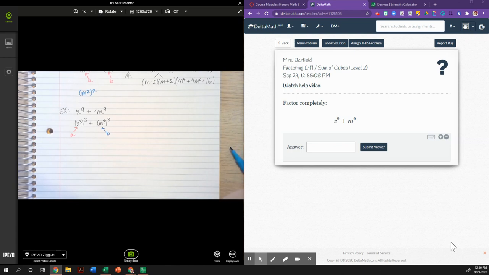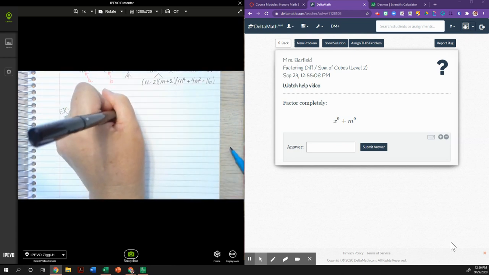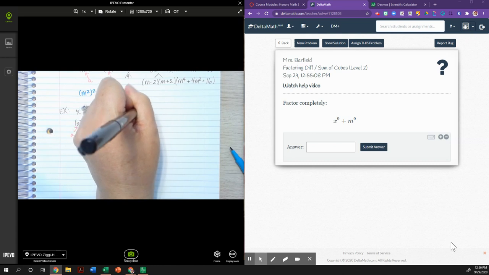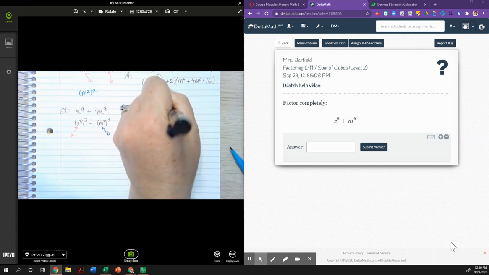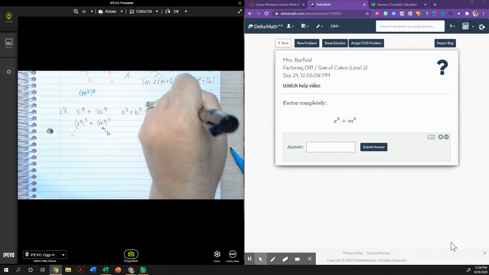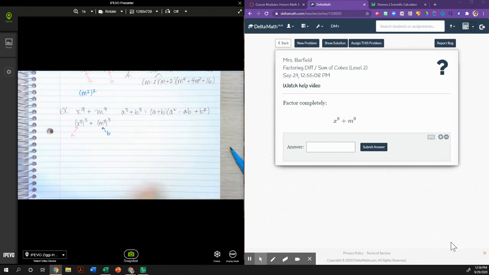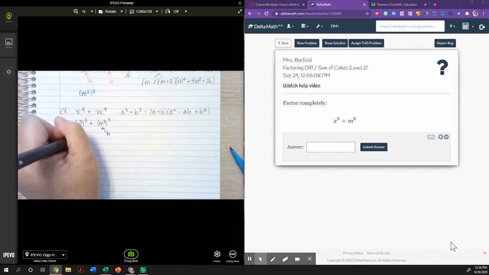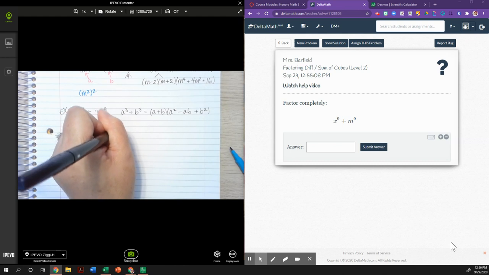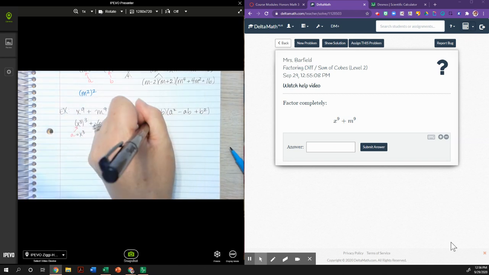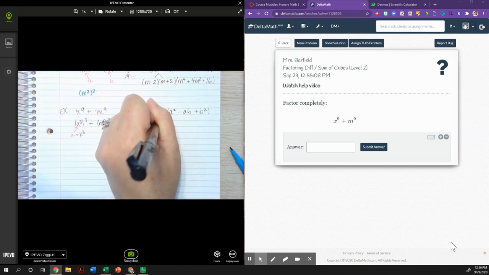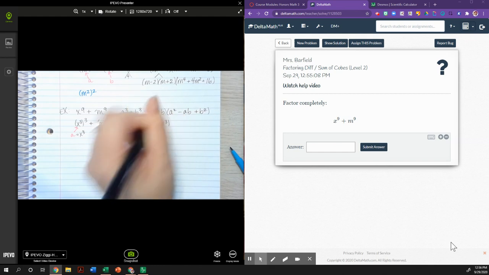So now let's remind ourselves of the formula. a cubed plus b cubed is going to be a plus b, and then a squared minus ab plus b squared. So I know that a equals x to the third and b equals m to the third. The first thing I do is take those two and add them up, so x to the third plus m to the third.